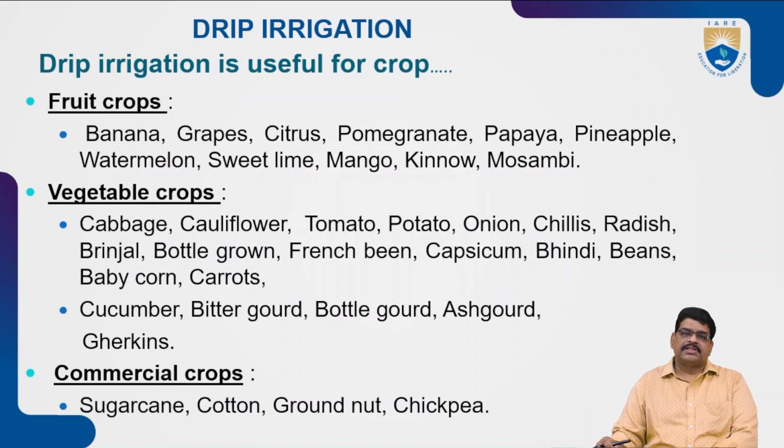Next, the commercial crops can also be cultivated by using this drip irrigation system. So let us see, the commercial crops will be sugarcane and cotton, groundnut and chickpeas. These are the commercial crops which are cultivated by applying these types of methods.